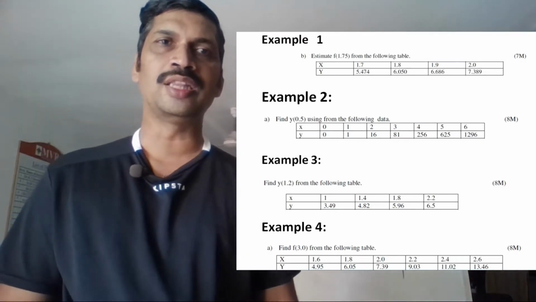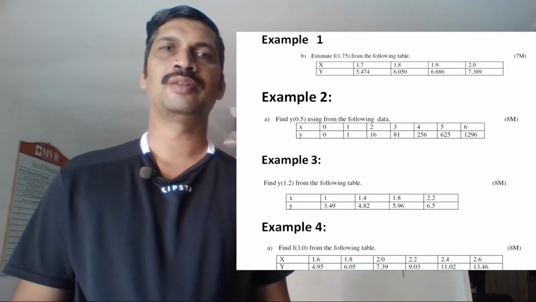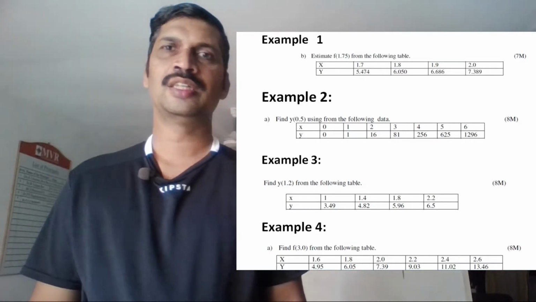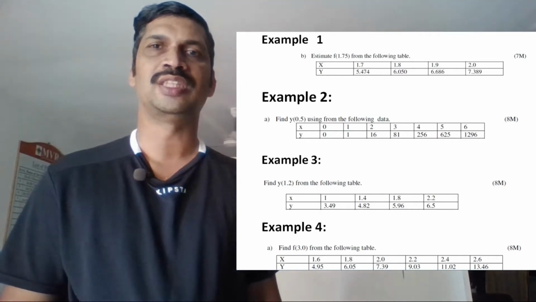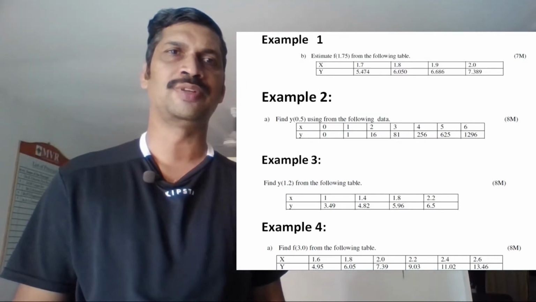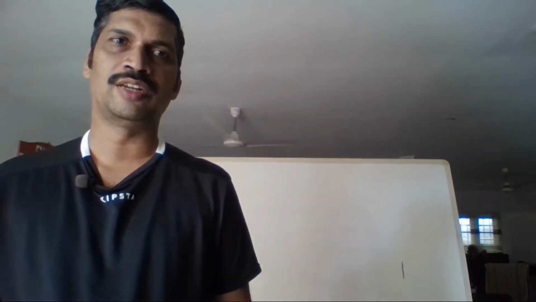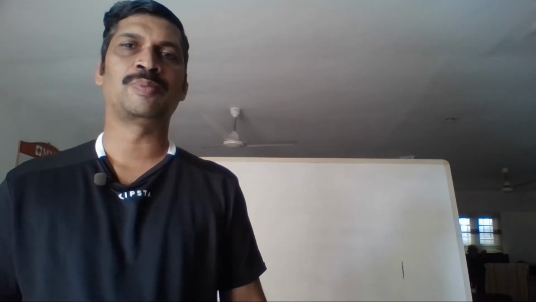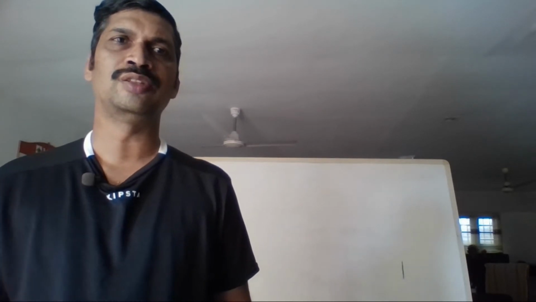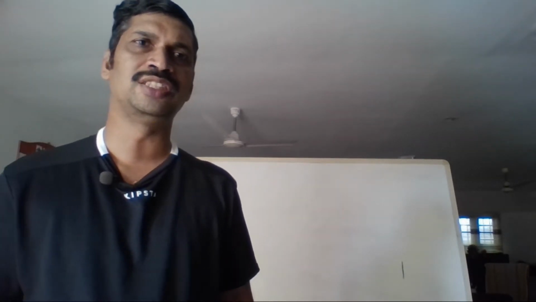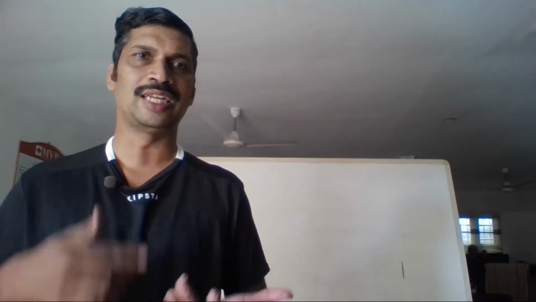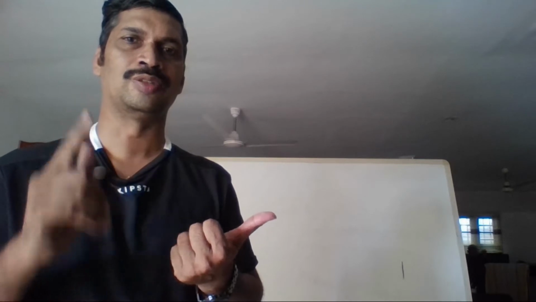If we observe all these problems, one common factor is that the difference between the intervals is the same. For 1.7 and 1.8, the difference is 0.1. For 1.8 and 1.9, the difference is 0.1. And for 1.9 and 2.0, the difference is 0.1. In the second problem also, all the x values are equally spaced. The initial value is x naught, the next values are x naught plus h, x naught plus 2h, x naught plus 3h, x naught plus 4h, and so on.